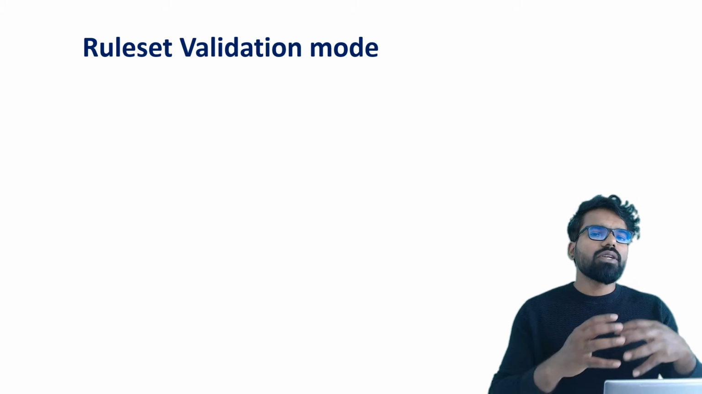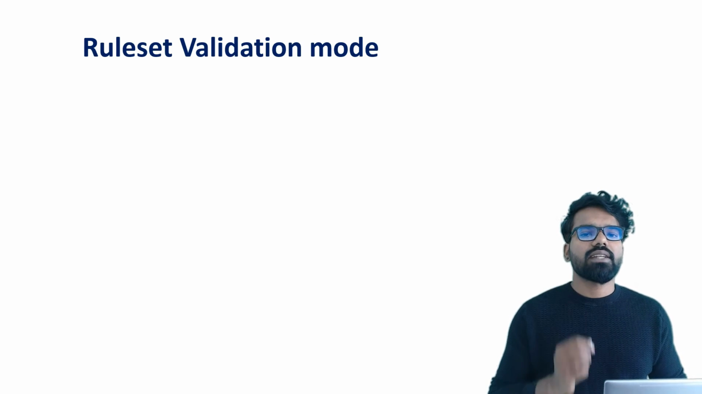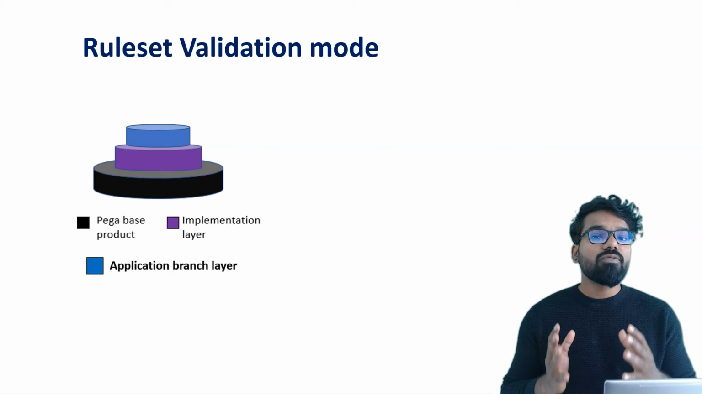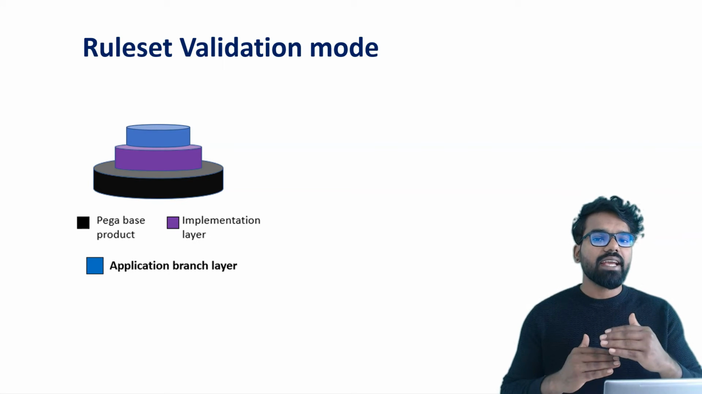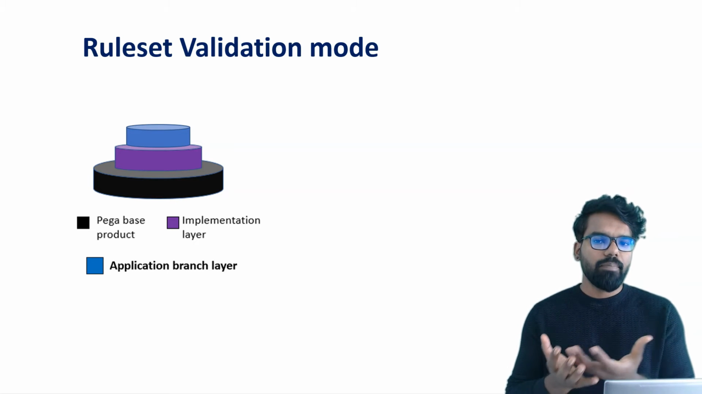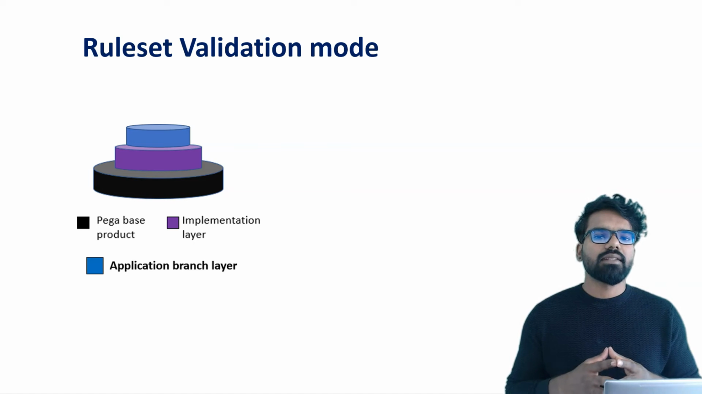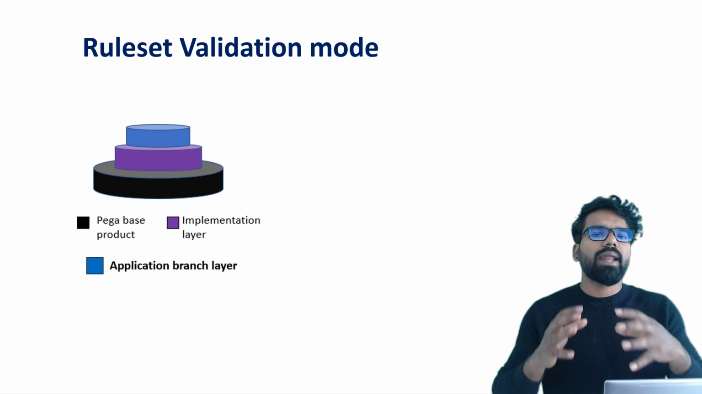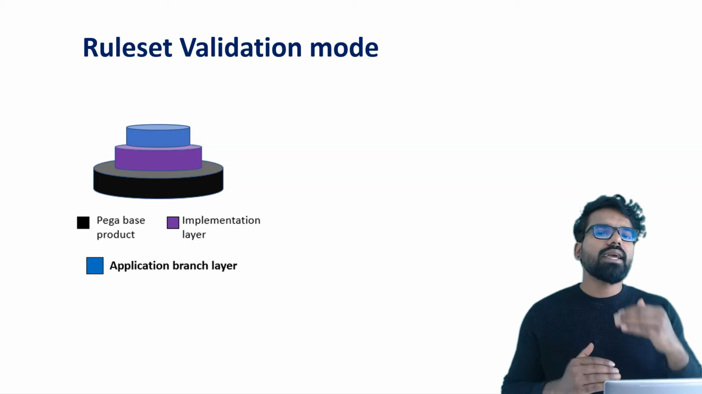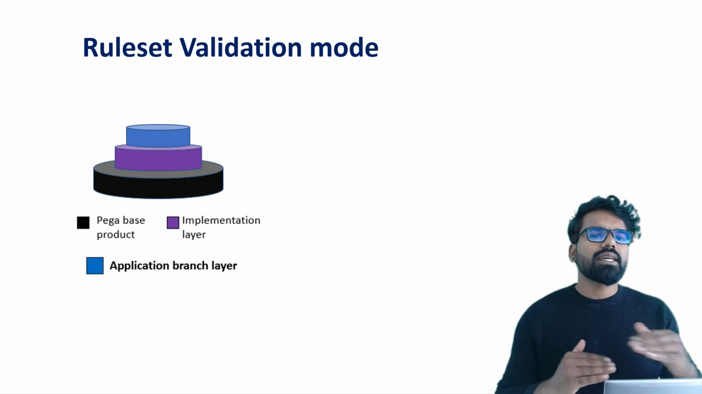So before going into this validation mode, let's start with the application layer, or the situation layer cake. We already know how we defined the situation layer cake for our current application. We have the Pega platform as the base layer. We created an implementation layer over the base layer. Then we also created a branch application layer over the implementation application layer. So these layers can be considered as application layers.